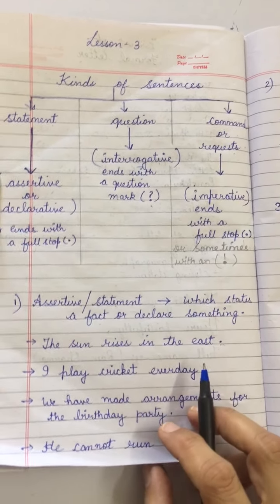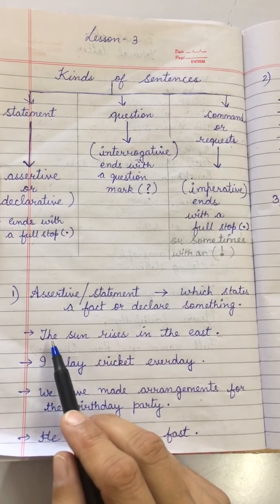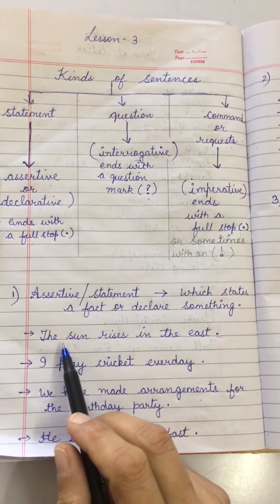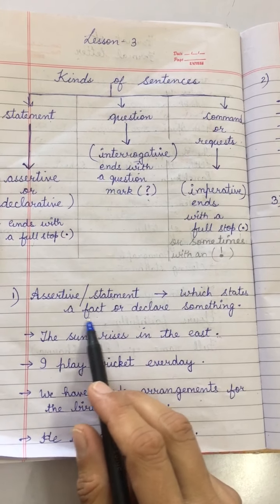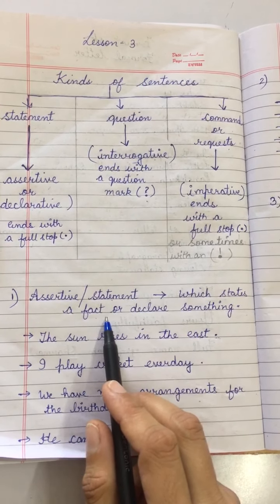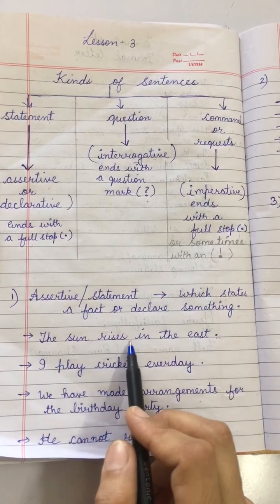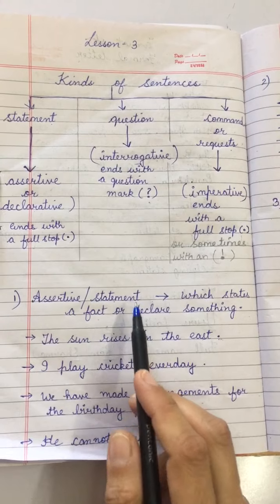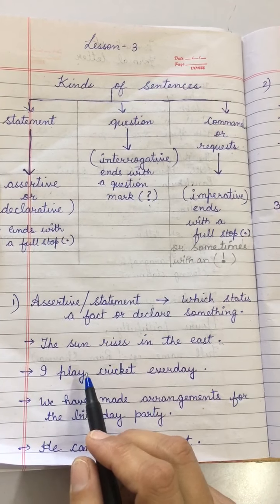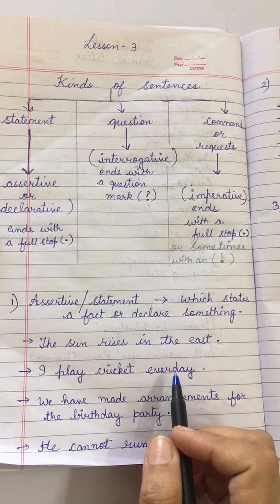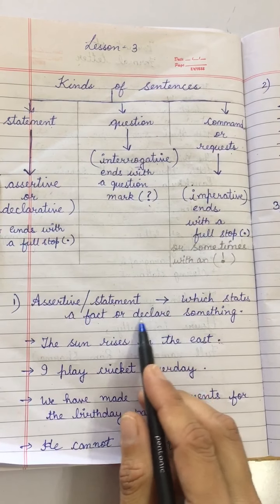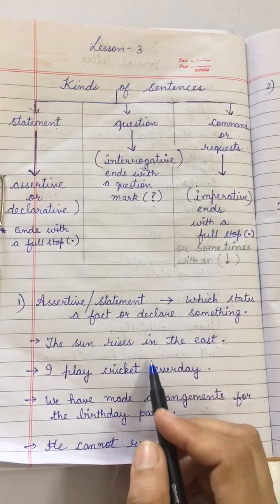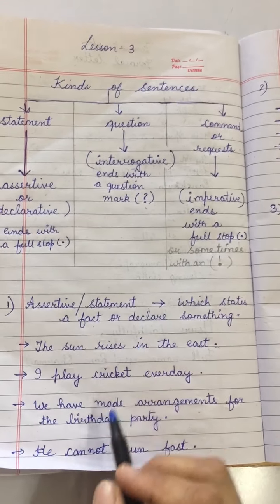Let us understand it with certain examples. The first one is: The sun rises in the east. So that means it is a fact which happens every time. Yes. So the sun rises in the east comes under statement sentence. Next is: I play cricket every day. That means here I am declaring something, that I do this activity every day. So it is again a statement sentence.